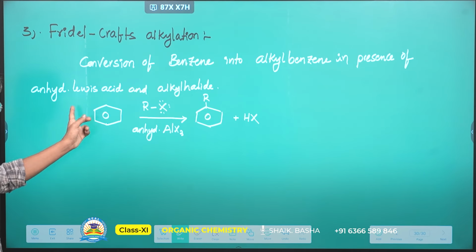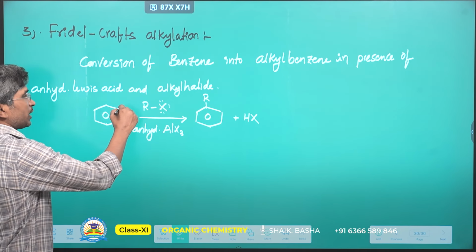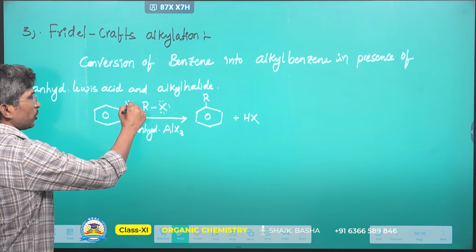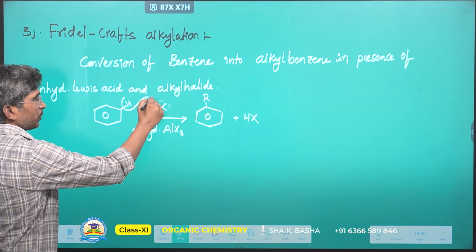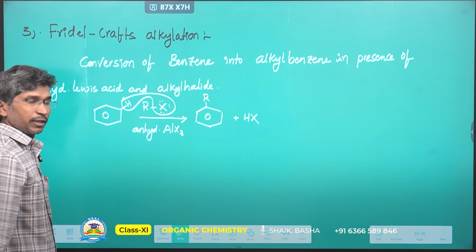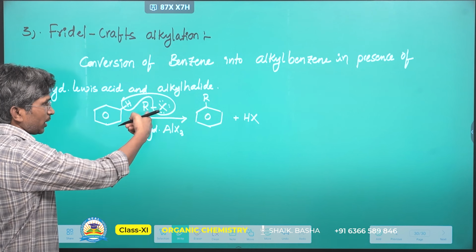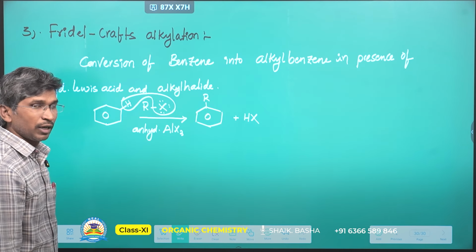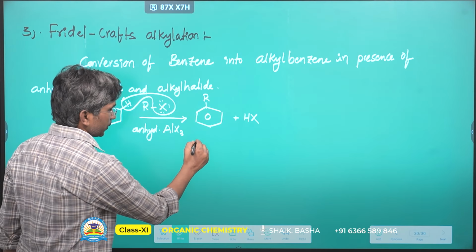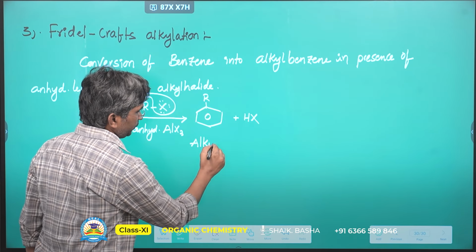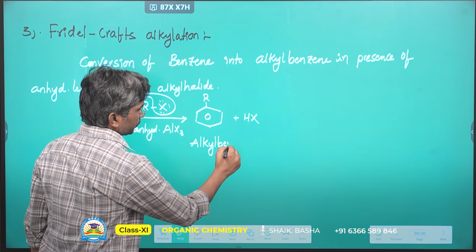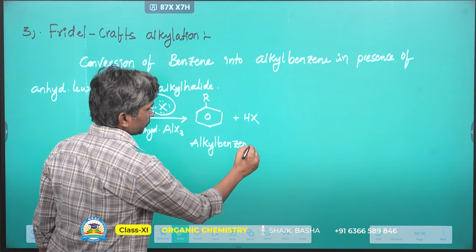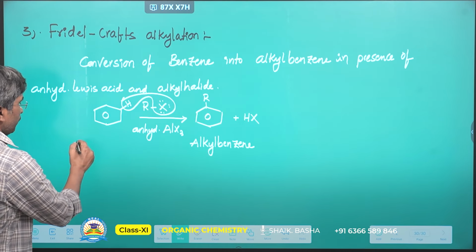How? The molecular formula of benzene is C6H6. Every carbon has a hydrogen. Hydrogen is replaced by an alkyl group, and HX is eliminated. R is connected to the benzene ring; in the place of hydrogen, we write the R group. This is alkyl benzene.